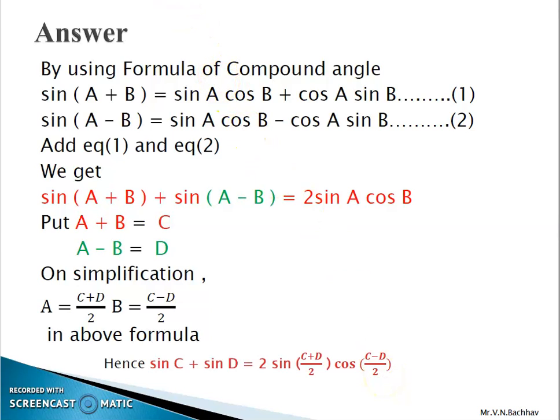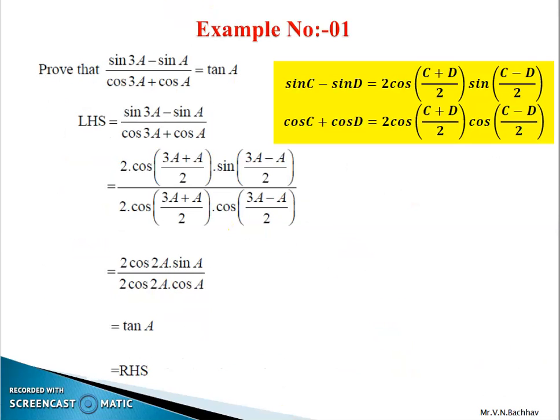Friends, try to solve another formula. Sin c minus sin d is equal to 2 times cos (c plus d) by 2 into sin (c minus d) by 2, by using same method. Now to see example, prove that (sin 3a minus sin a) divided by (cos 3a plus cos a) is equal to tan a.